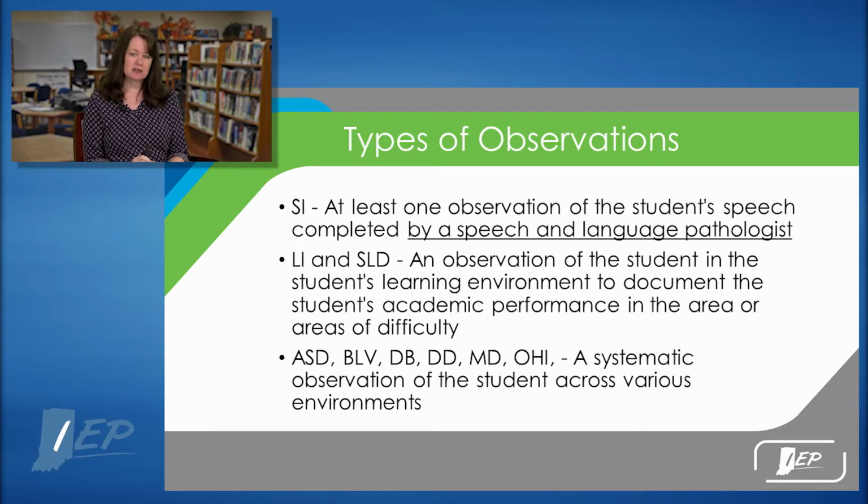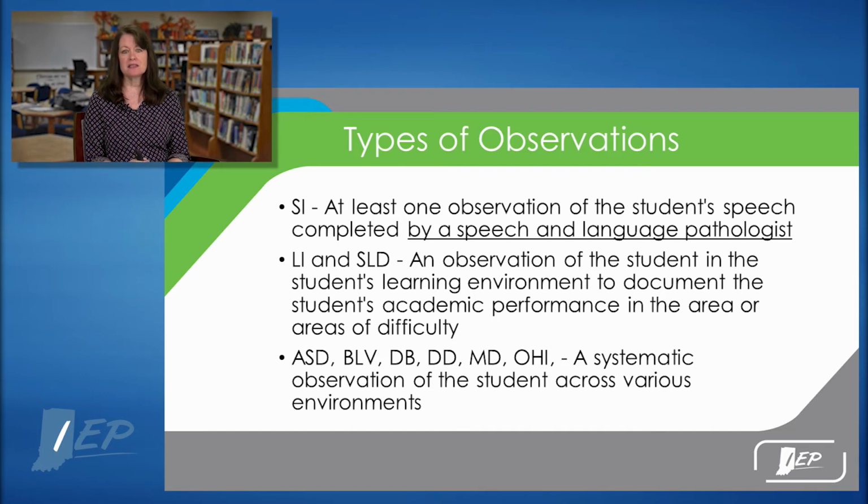Language impairment is a little different, and language impairment and specific learning disability require the same kind of observation, and that is an observation in the student's learning environment. So we're in there to be able to document the student's academic performance in the area that we think there's difficulty. So it's important to know what that difficulty is and go in and observe it in that setting. That can be done by anybody except for the classroom teacher.